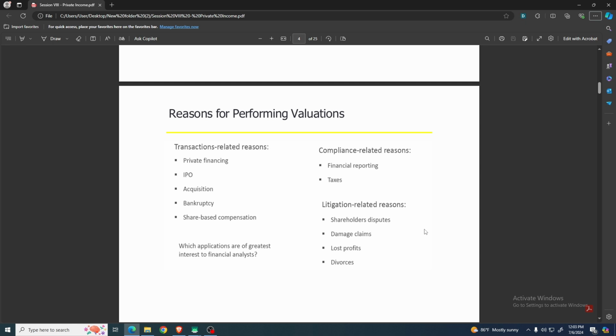Then we have compliance-related reasons. So they are required to meet regulatory and reporting requirements. And here we have two key ones: financial reporting and taxes. I think those are self-explanatory.